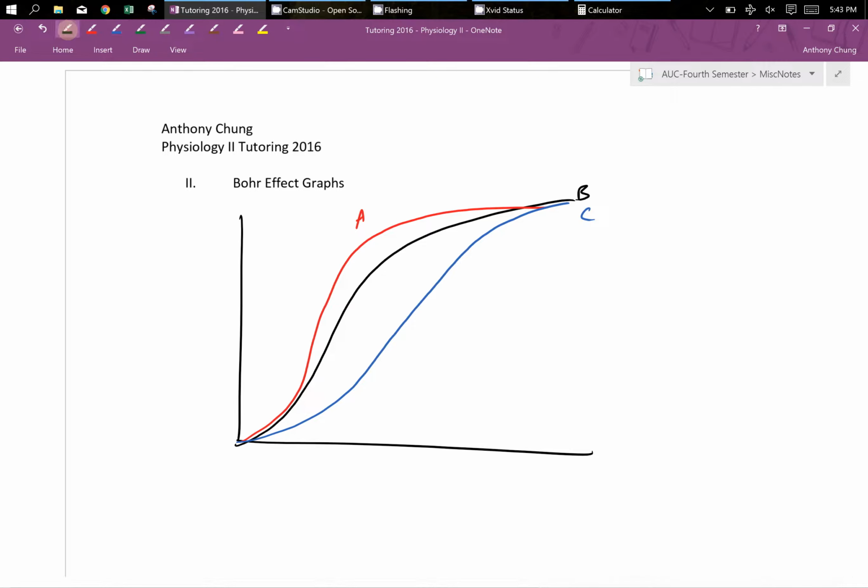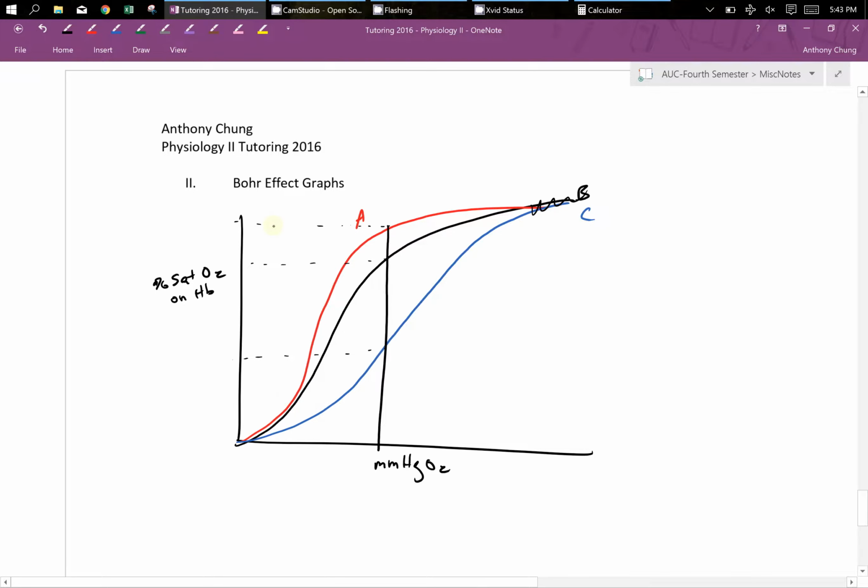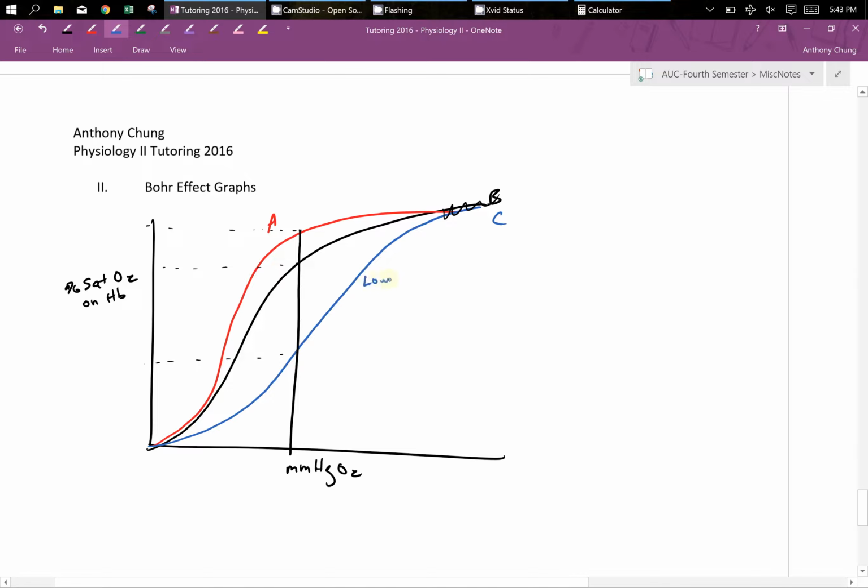How did you do it? So let me just make the percent saturation of O2 on hemoglobin, and this one over here is millimeters of mercury of O2. All you had to do is pick anywhere on the outline. Sorry, it's a little messy over here. Don't look at that. And all you do is look. A binds more with less oxygen than anything else. So let's try to make sense of this. Let's go back to low binding and high binding.